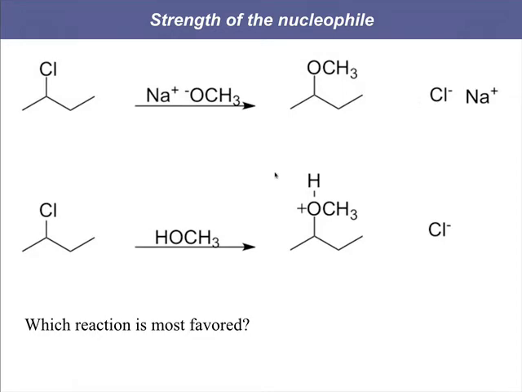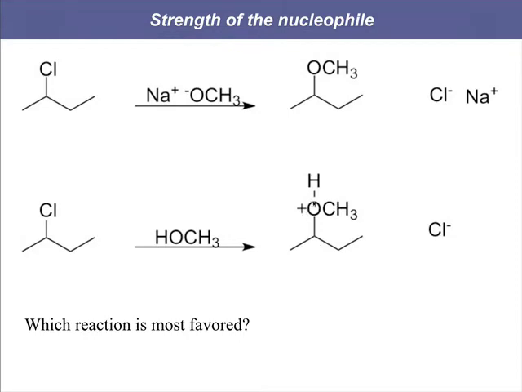Let's compare it to this case. With the O neutral, it has 2 lone pairs. It's going to donate one of them to the carbon. That's going to exceed the valence of that carbon. The chlorine is going to leave as chloride. But look what happens here.